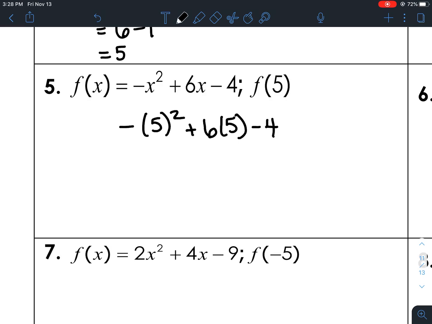Now, according to our PEMDAS, we have to do exponents first. So we do that 5 squared. We're going to bring down our negative, which gives us -25. I'm going to do my multiplication while we're here, so that's 30. Then minus 4. This is all adding and subtracting, so I can go straight across. -25 plus 30 is 5. 5 minus 4 is 1. Once again, finishing off my f of 5 equals 1.